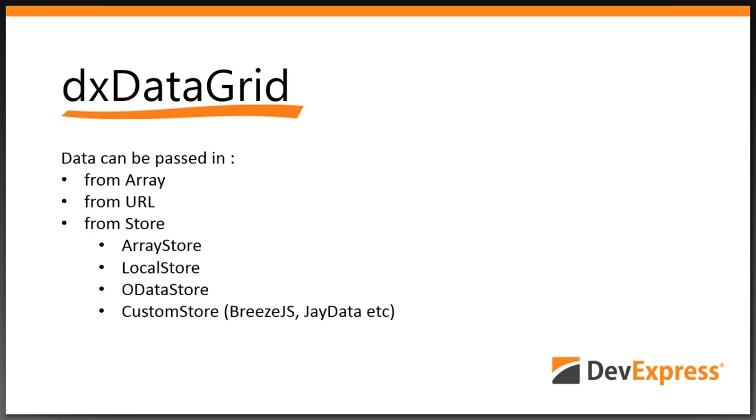Now, data can be passed in a number of ways to the data grid. You can have it from a straight array, and we'll take a look at this. You can pass it in from a URL, and it will work with straight out JSON data. Or it can be passed in from a store. And those stores, as we said before, were things like the array, the local store, the OData store, and then any custom stores you want.